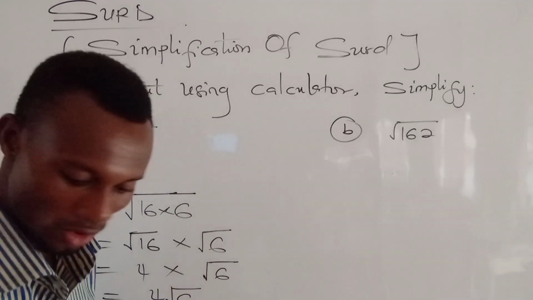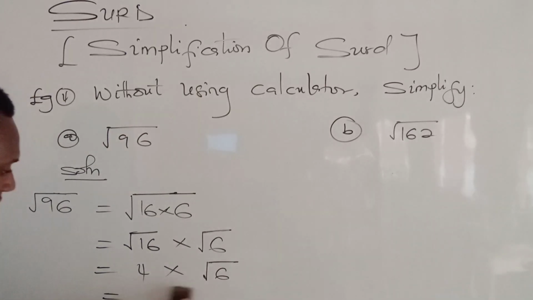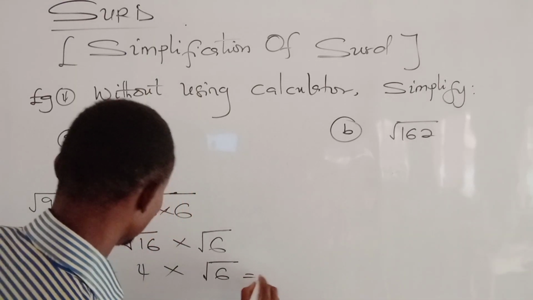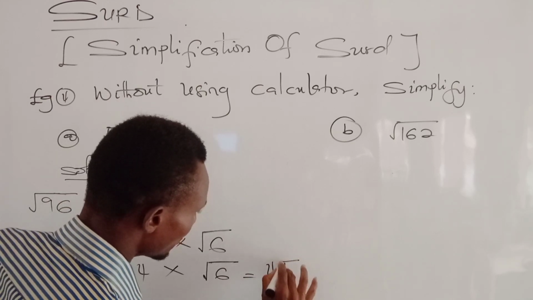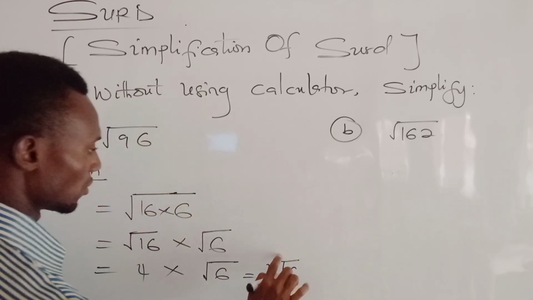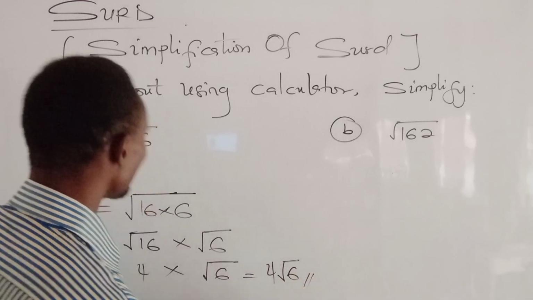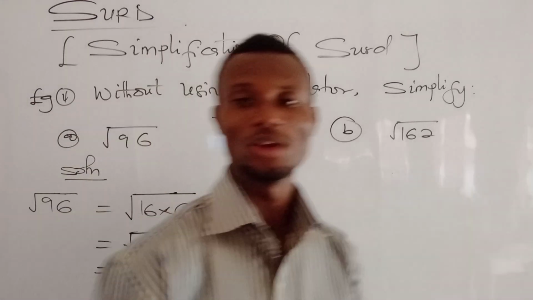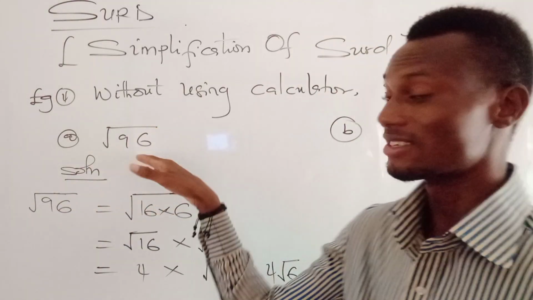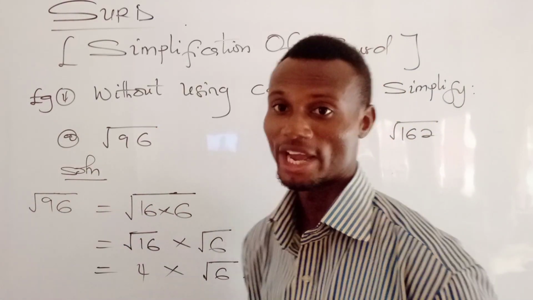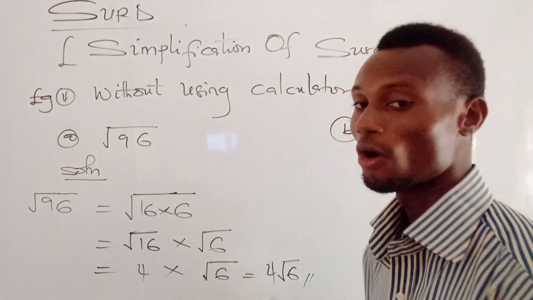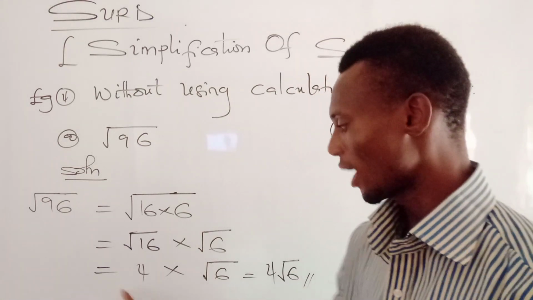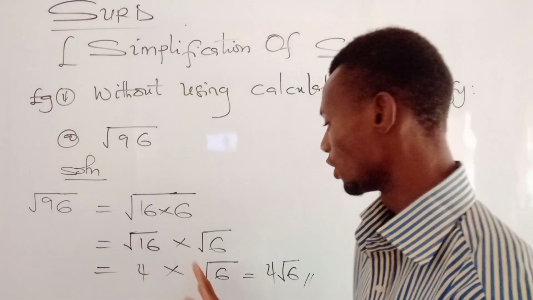I can see it's not clear from here, so let me clean it and continue from this side. So my final answer is going to be 4 root 6. This is your final answer for simplifying the square root of 96. If you type the square root of 96 on the calculator, it will give you a straight answer, which is 4 root 6. And I hope you understand this multiplication, the 4 times root 6.